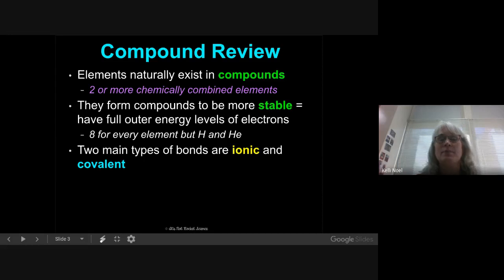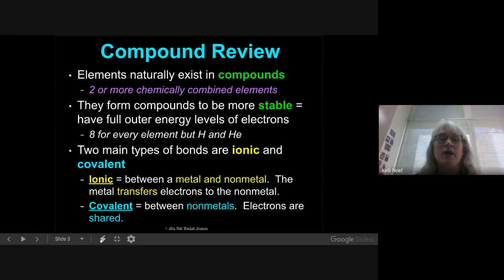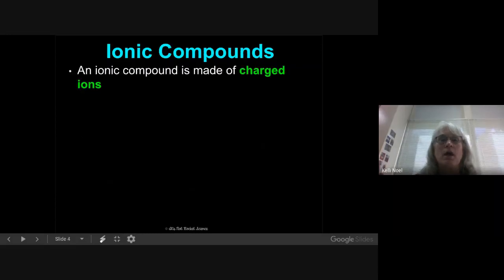There are 2 main types of bonds, ionic and covalent. Ionic, remember, is between a metal and a nonmetal. The metal is going to be the one losing electrons and transferring them to the nonmetal, and the nonmetal is the one that's going to gain. And covalent is always going to be between nonmetals or nonmetals and metalloids. Electrons are shared. So we're going to talk about ionic compounds mainly.